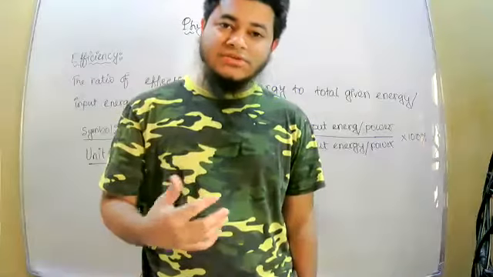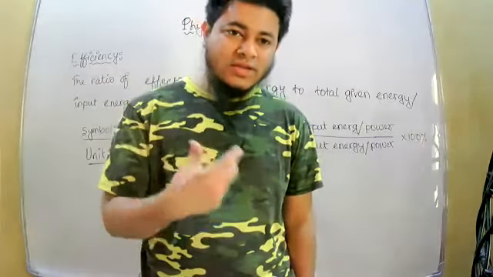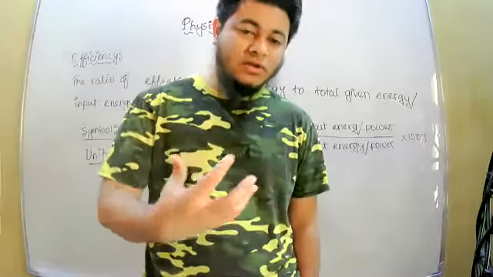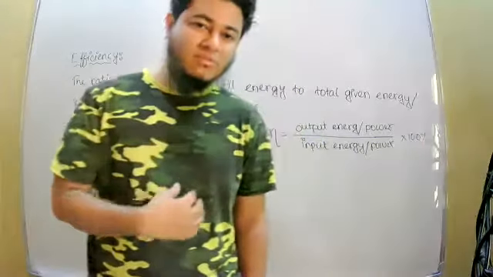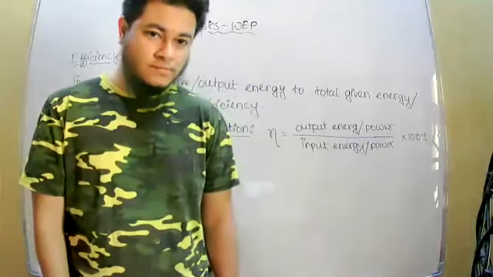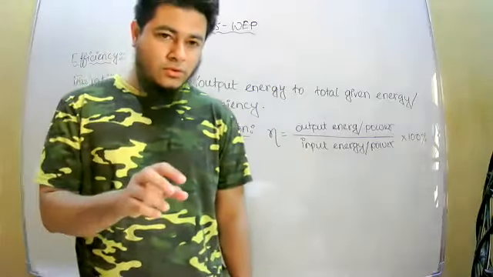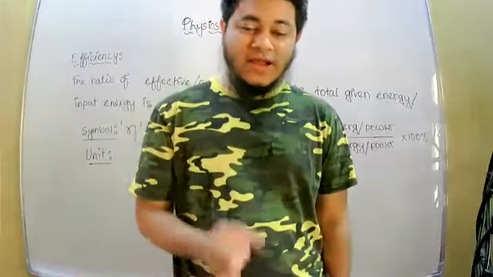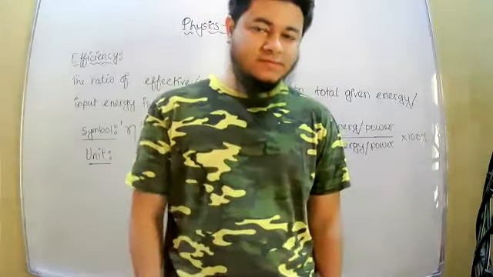Now what will the machine do? It will use that energy and give me some energy back. So whatever amount of energy it is giving me back is the output energy. Okay. So there is a ratio between this output energy and this input energy. That ratio is called efficiency.